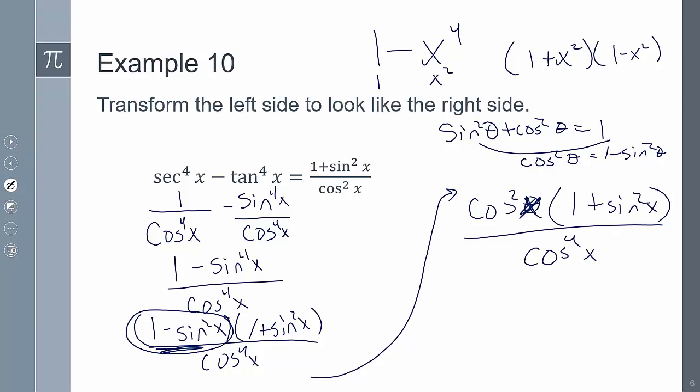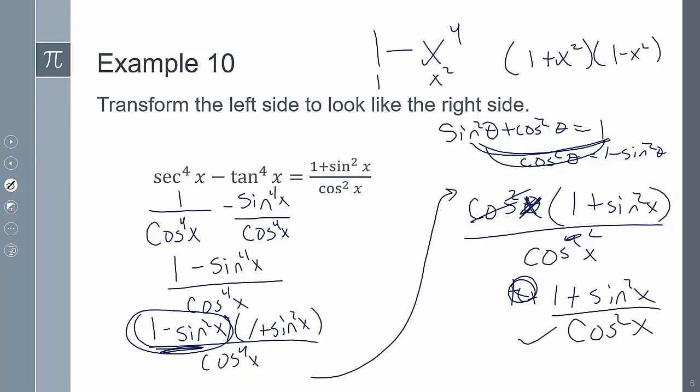Now, you might be thinking, well, what about the 1 plus sine squared? What can I do with that? Can I manipulate this statement to make it 1 plus sine squared? Because if I move that over, it's 1 minus. If I move the 1 over, it's sine squared minus. There's no way, so we just leave it alone. But now, algebra, cosine squared, that cancels out, so you're left with 1 plus sine squared x over cosine squared x, which is what we're looking for.